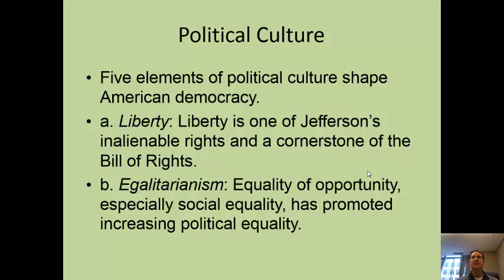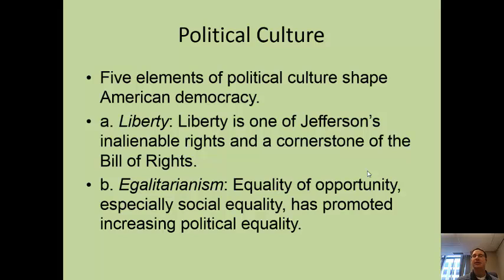If you don't have a lot of freedom of speech, then you won't grow up used to a culture where people can attack the government and political leaders and all those kinds of things. So these are some different elements of American political culture. Liberty, Thomas Jefferson: life, liberty, and the pursuit of happiness, right? It's a cornerstone in the Declaration of Independence and also a cornerstone of the Bill of Rights, trying to preserve liberty for the individual.